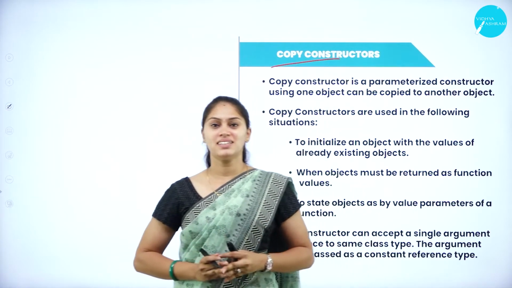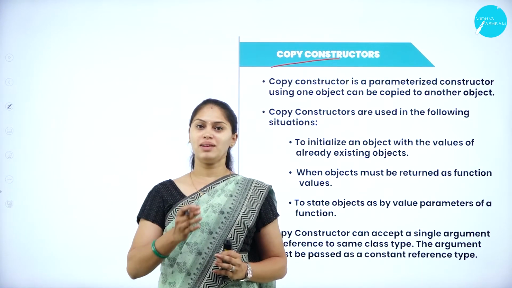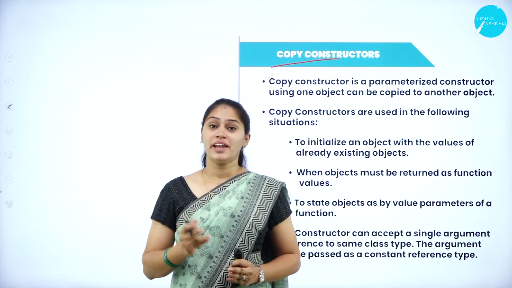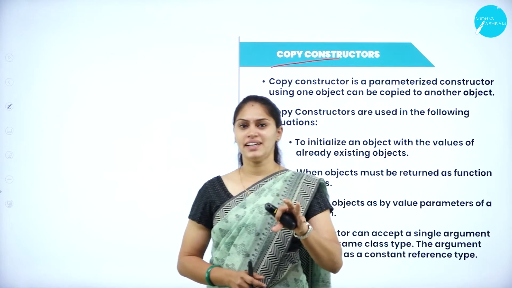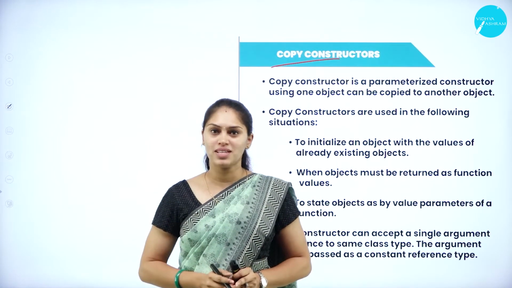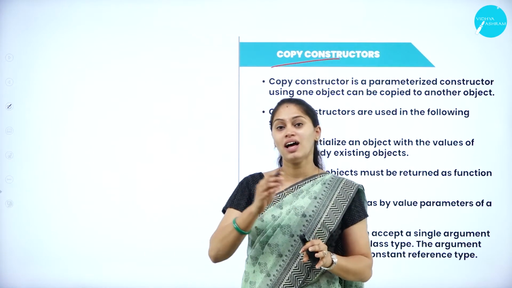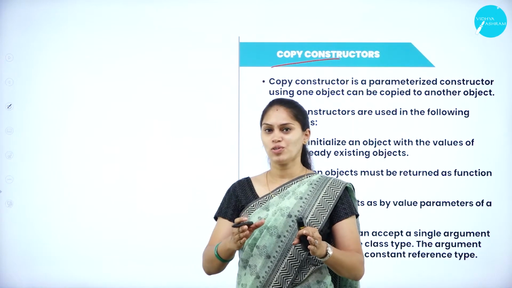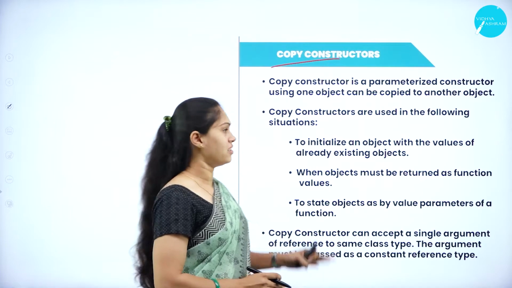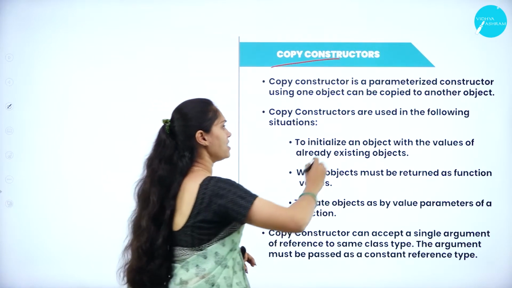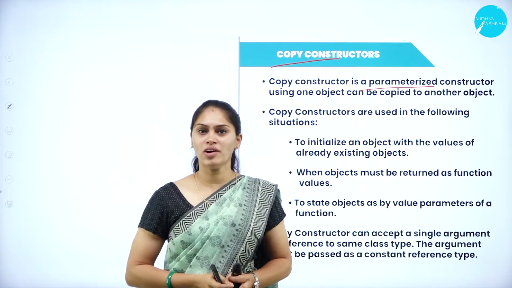Mainly, constructors are used to initialize the data variables of a class. They are invoked, or called, when an object is created. But when I want to copy the content of one object to another object, what am I supposed to do? Then I must go with this type of constructor, that is the copy constructor. It is a parameterized constructor. It means it will take one or more arguments.